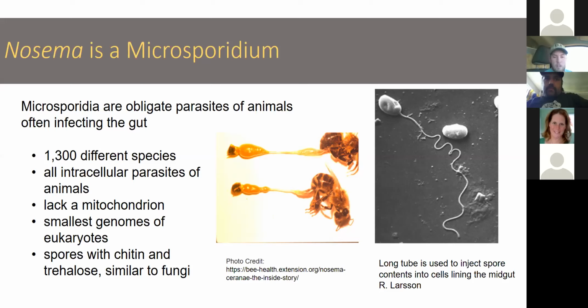The picture in the middle is a comparison of two different bee guts that have been pulled out. The top one you can see is clearly lighter in color than the one on the bottom, and that light color suggests that it is infected. The picture on the right is a microscope look at Nosema, and that long yarn-like thing you see there is actually the polar tube, the polar filament that they use to infect the midgut cell. We'll talk more about that in the next slide.